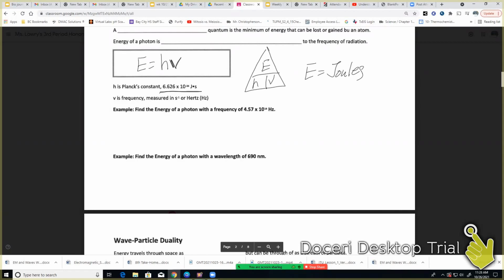It says find the energy of a photon, and then we have our frequency. And once again, it has 3 sig figs, so my answer should have 3 sig figs. This is just a straight plug and chug. I don't even have to move that around or anything. So E is equal to Planck's constant, 6.626 times 10 to the negative 34 joules times seconds. And I'm going to multiply that by my frequency, 4.57 times 10 to the 14th.